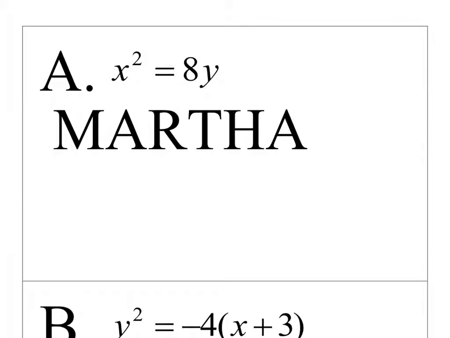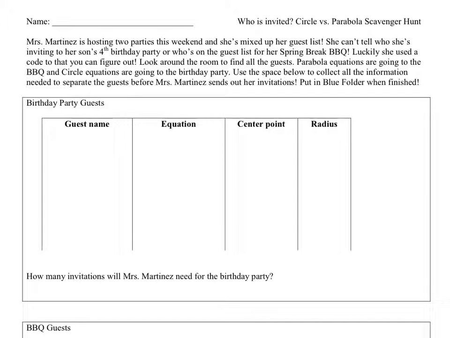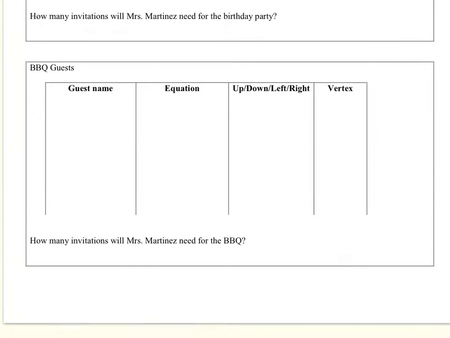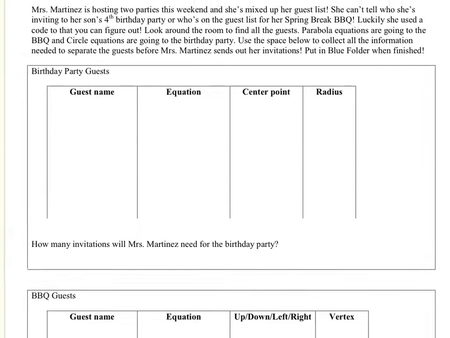For example, if it's a parabola, after you write the guest's name and the equation, you have to tell me which direction it goes, up, down, left, or right, and then you'd have to tell me the vertex, okay? And if it were a circle, you'd have to tell me the equation, the guest's name, the center, and then the radius. Don't forget to square root the radius. And last but not least, I want to know how many invitations I'll need for each of those.